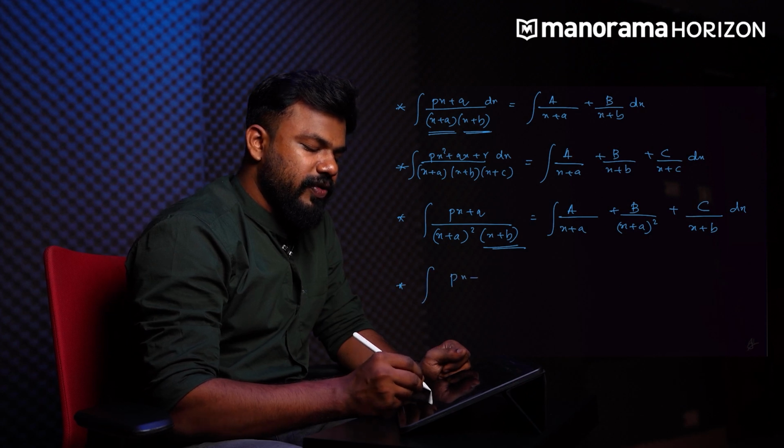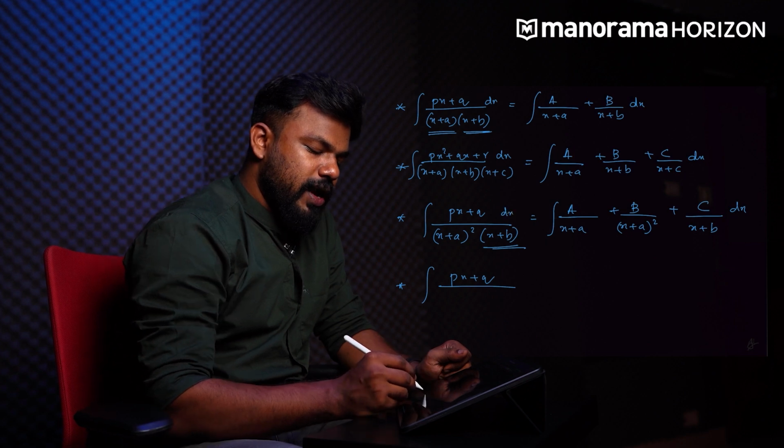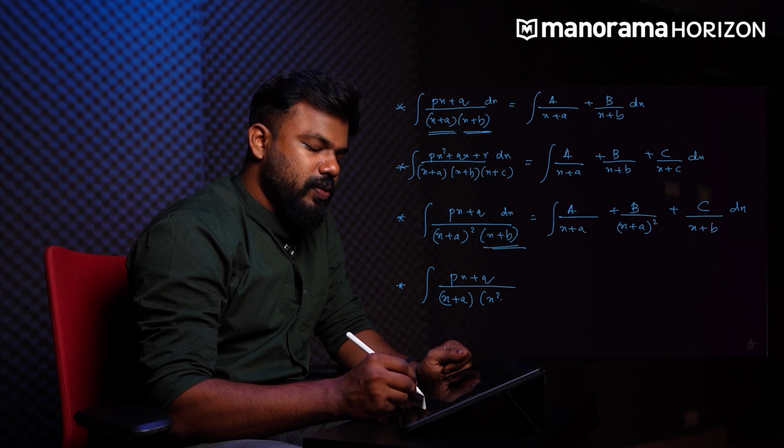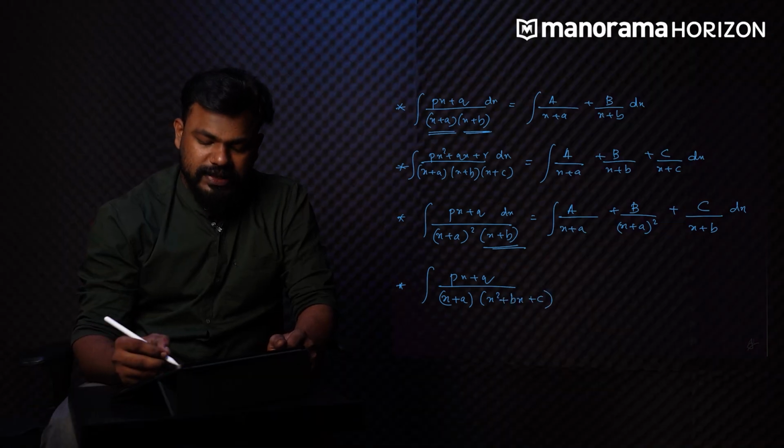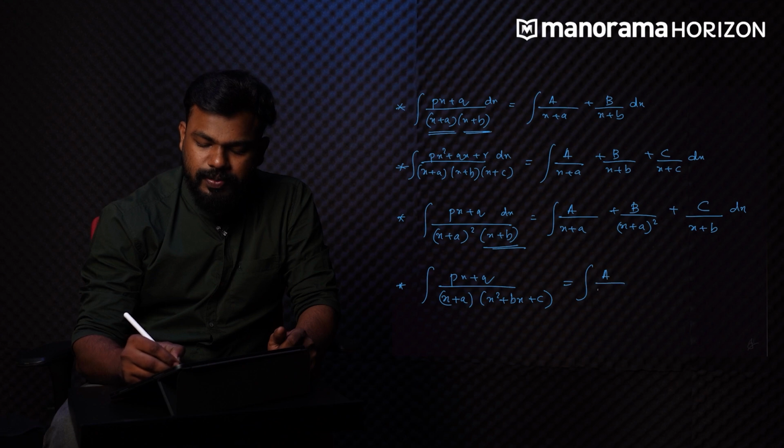And the last form that we have here is the integral of px plus q by x plus a into x square plus bx plus c. If you have this form, then you have to write it as the integral of a by x plus a plus this one.